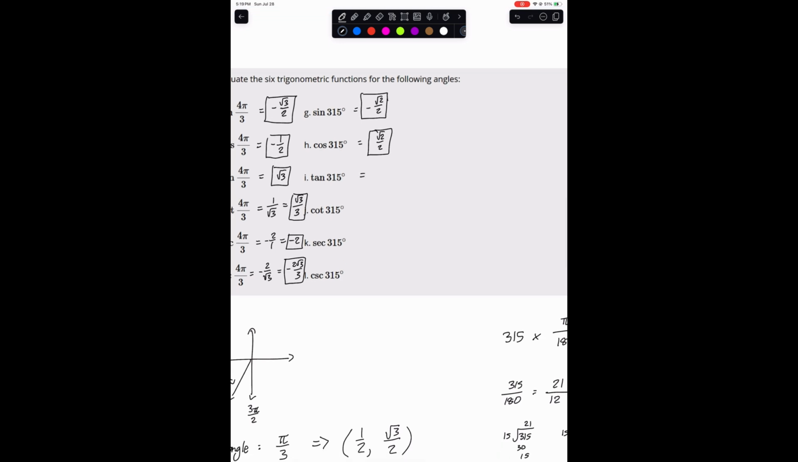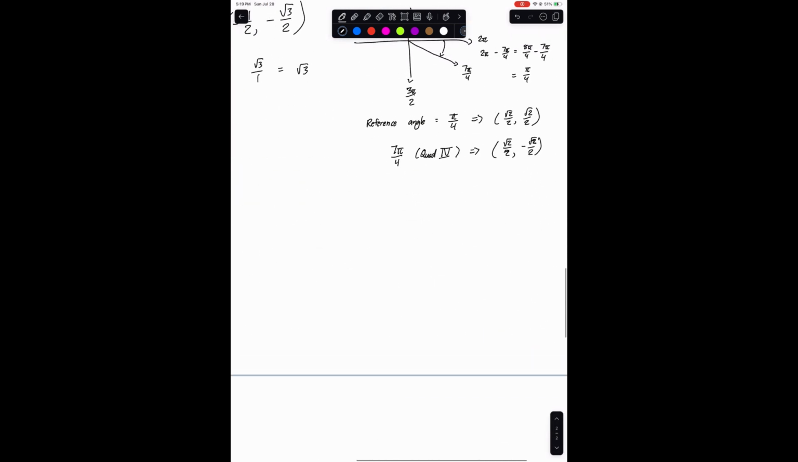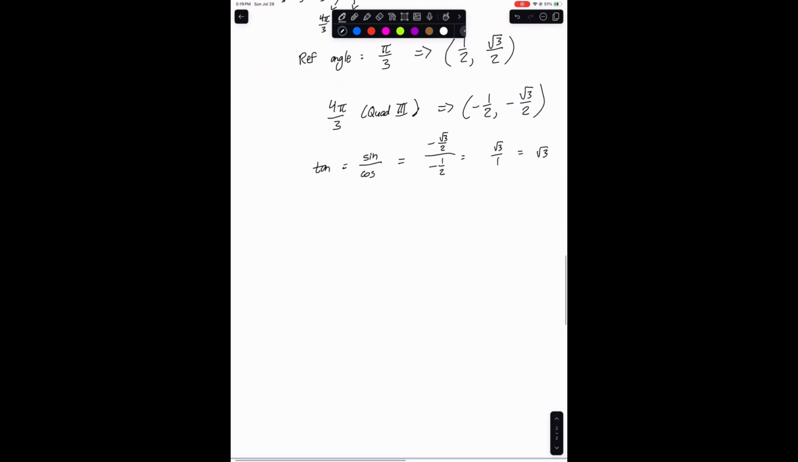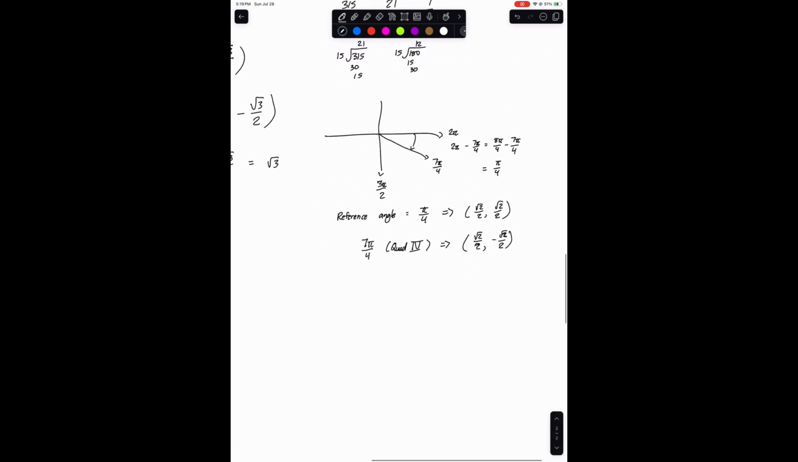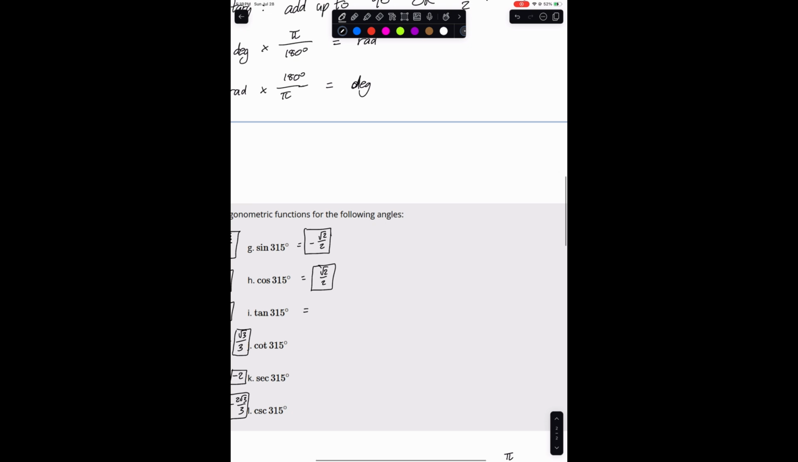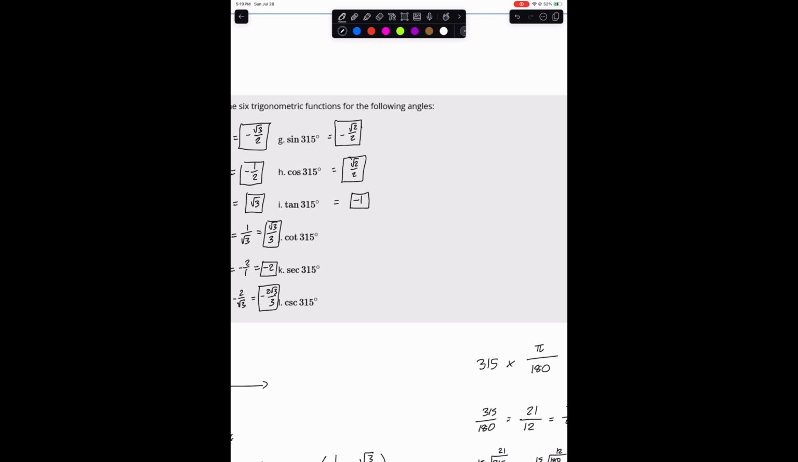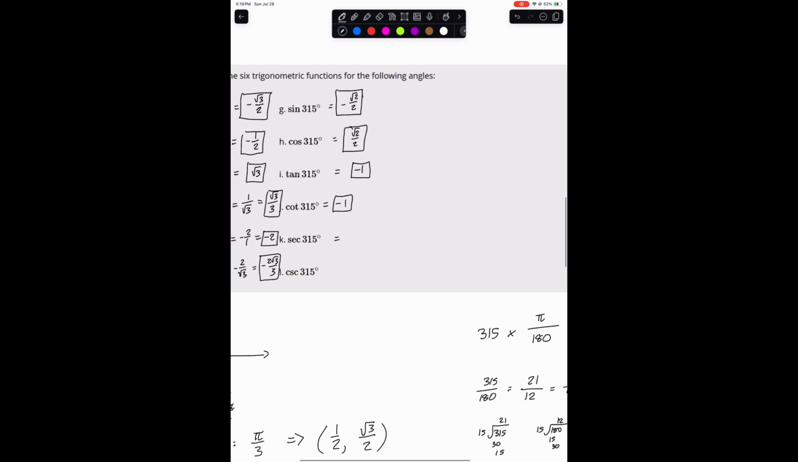Tangent of 315, right? So again, tangent is sine over cosine, right? And they're actually the same except for the negative side. So the tangent is negative 1. Okay, cotangent, right? It's the reciprocal. If you flip, 1 is 1 over 1. Now you flip them, you still get 1 over 1. So you get negative 1 still, okay? Secant goes with cosine. So you get 2 over root 2 when you flip, which is just 2 root 2 over 2, which is root 2.